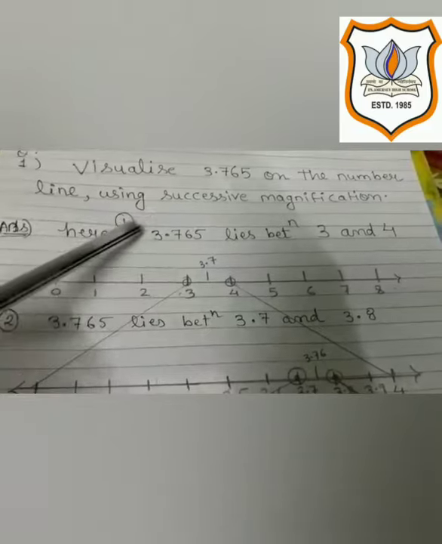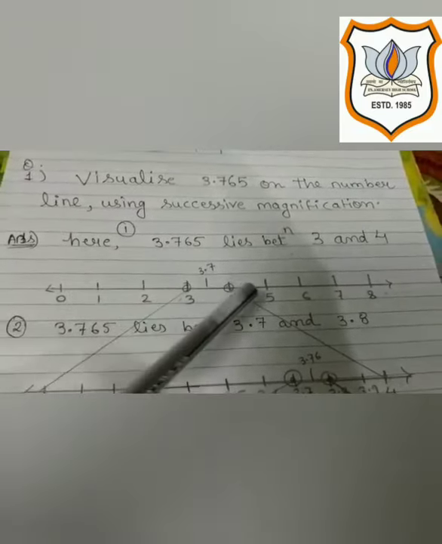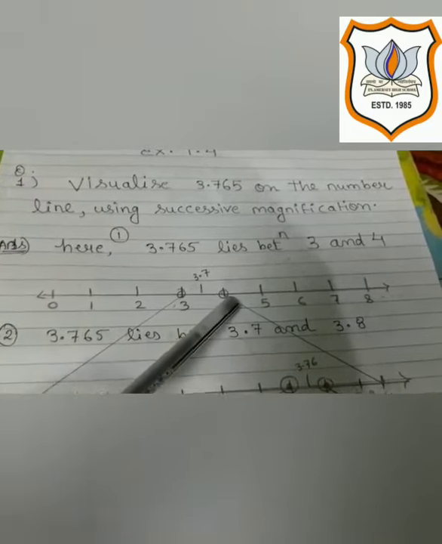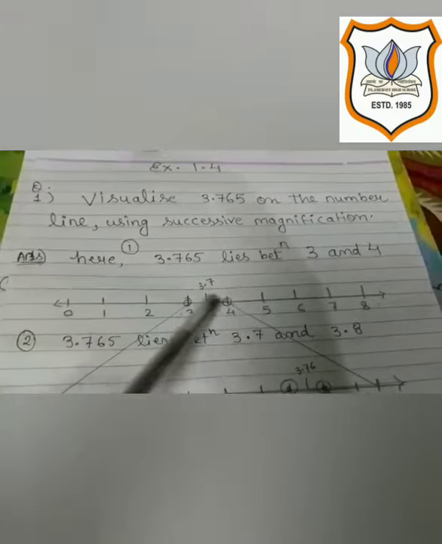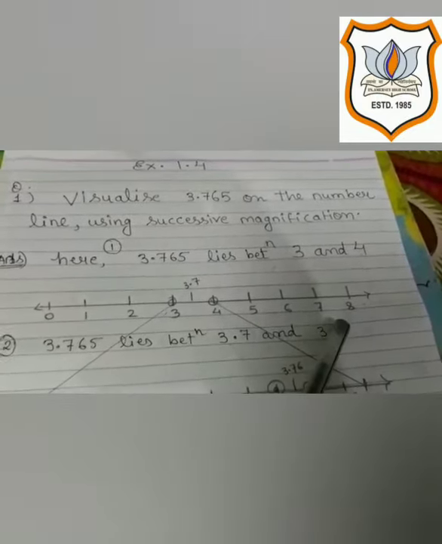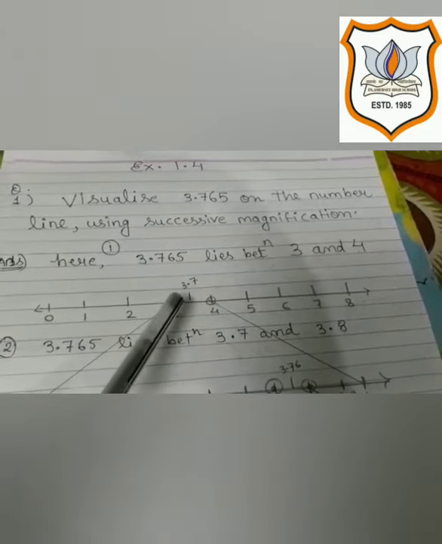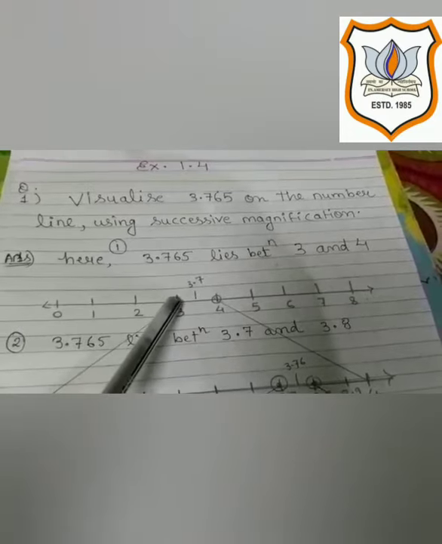Okay, let's see the very first part, that is 3.7. If we consider 3.7, we know that 3.7 is between 3 and 4. Definitely between 3 and 4. So first of all we will make a number line. I'll make it 0, 1, 2, 3, 4, 5 and here is our number 3.7, definitely between 3 and 4.